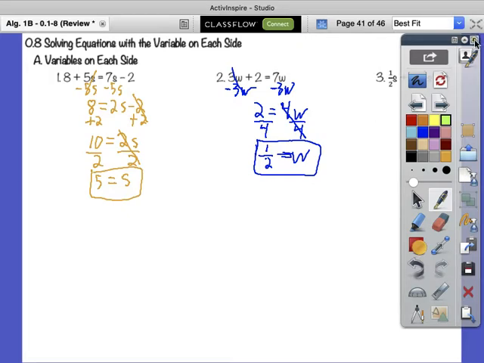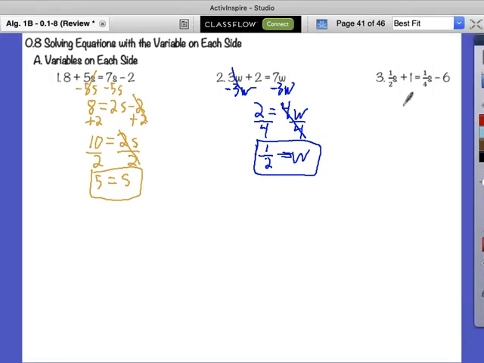Okay. So, would you rather move the 1/2 S or the 1/4 S? 1/4. Which one's smaller? 1/4. Which one have we preferred moving so far? Because we're gonna keep it positive. Let's move the 1/4 S. So let's subtract 1/4 S from both sides.